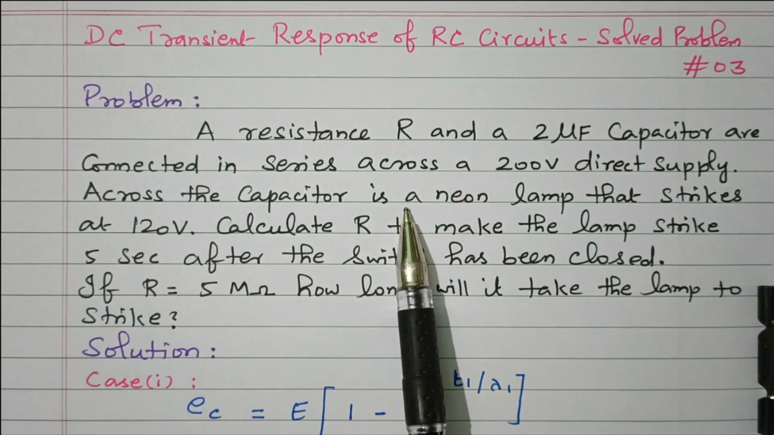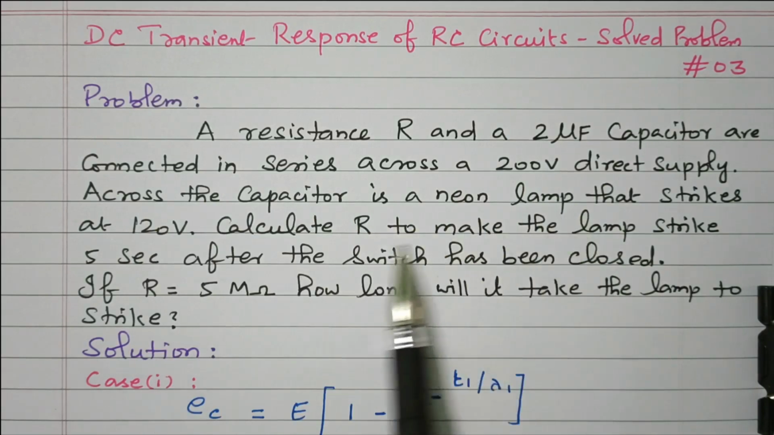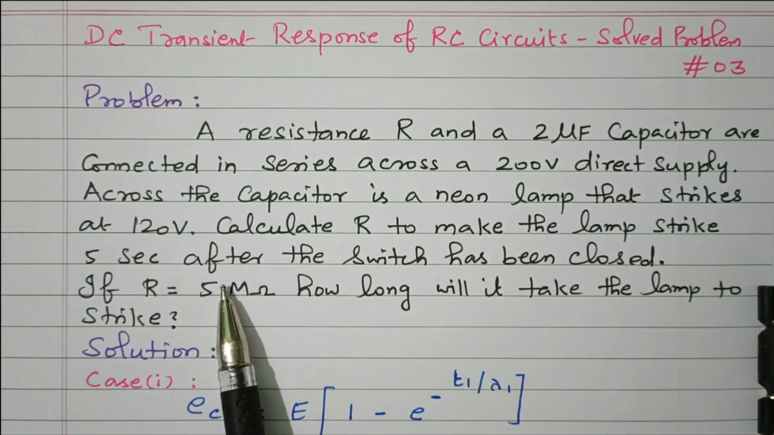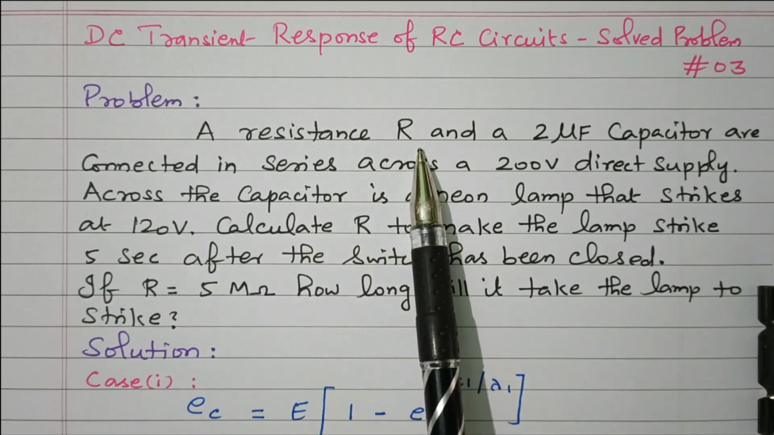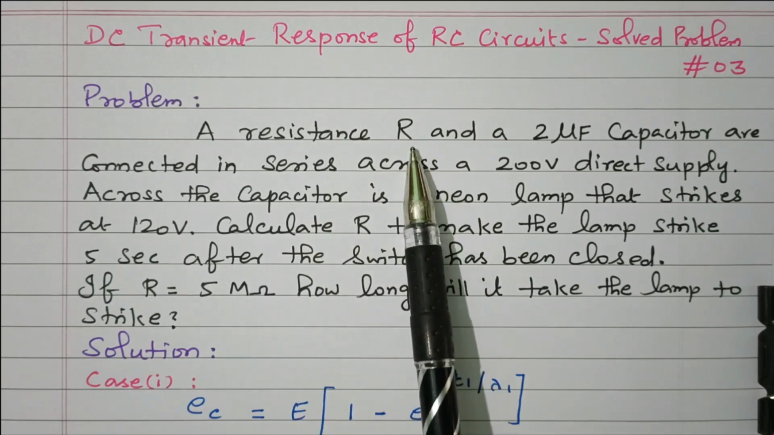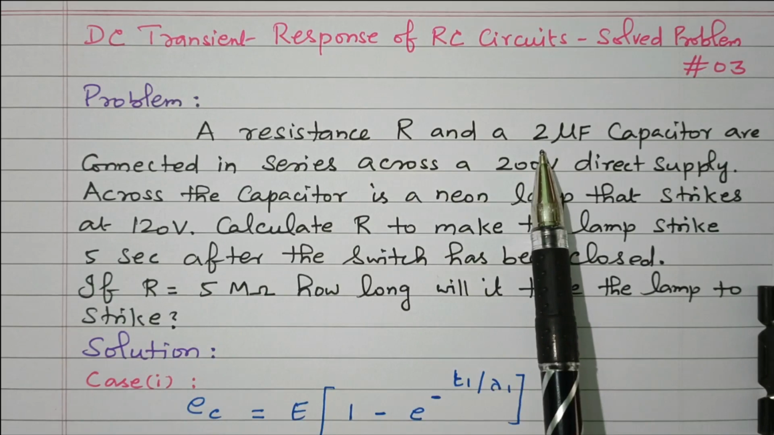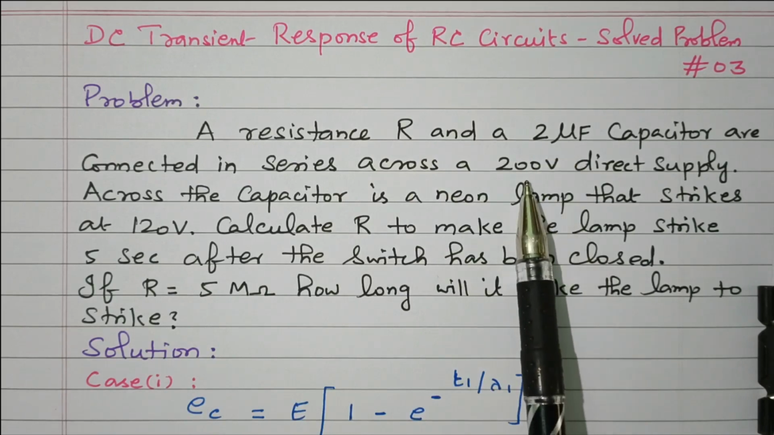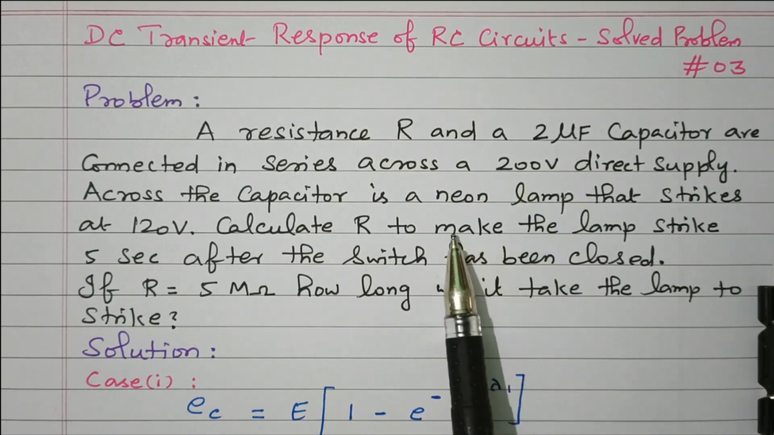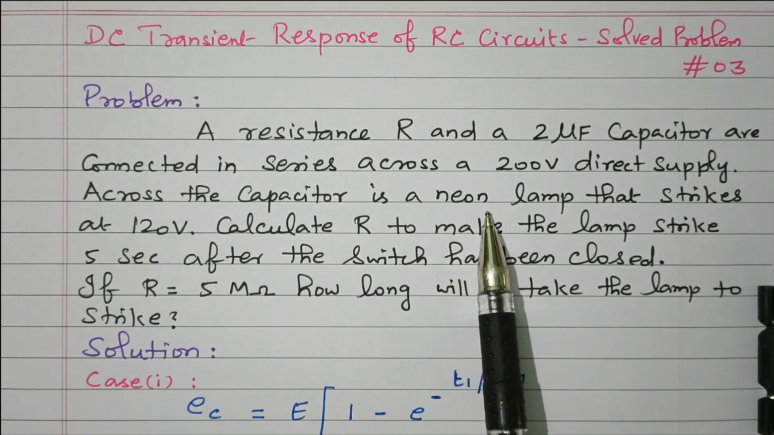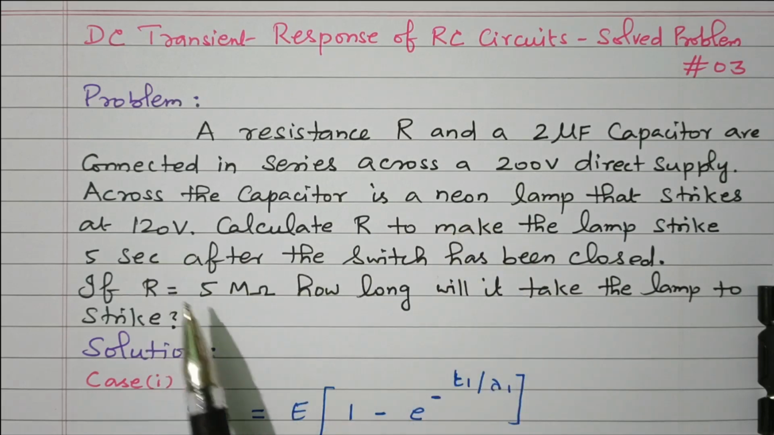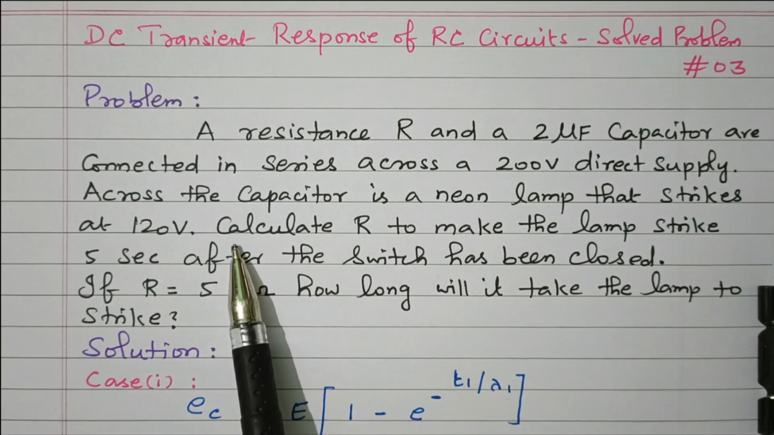Across the capacitor is a neon lamp that strikes at 120 volts. So R and C are connected in series. R value is not given. C value is 2 microfarad connected across 200 volts, and the capacitor has the neon lamp with the voltage of 120. There are two questions available.